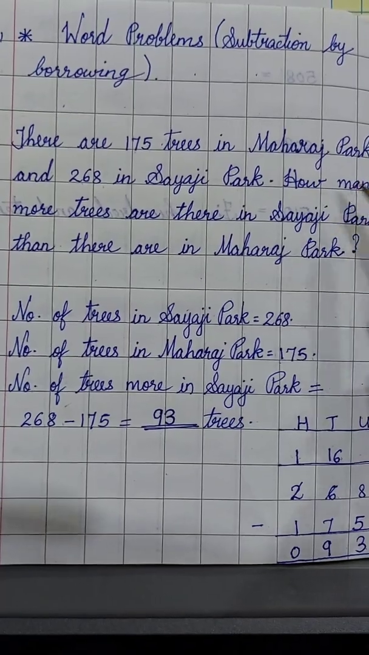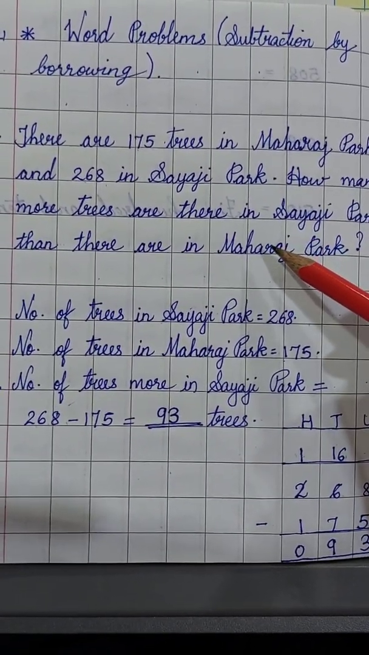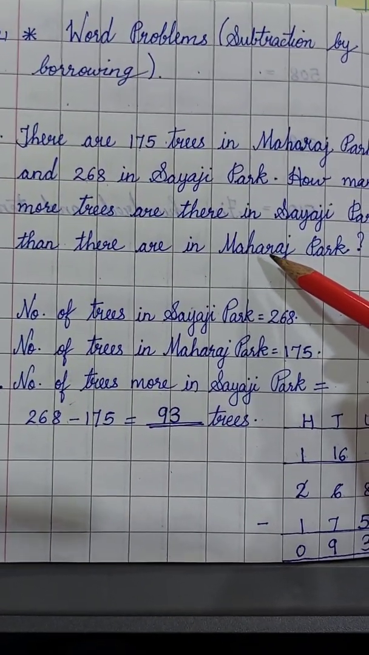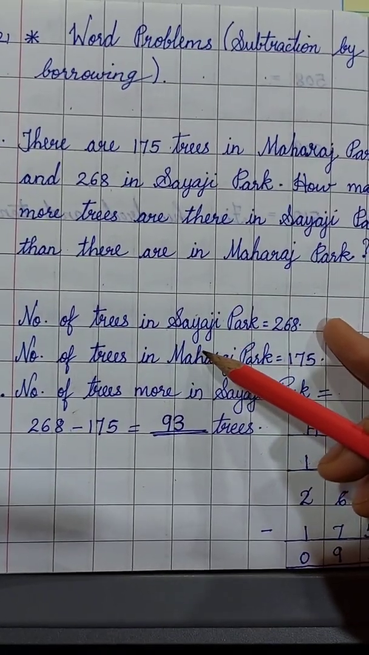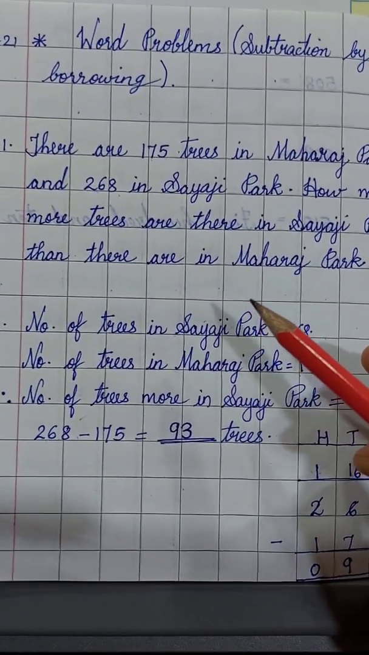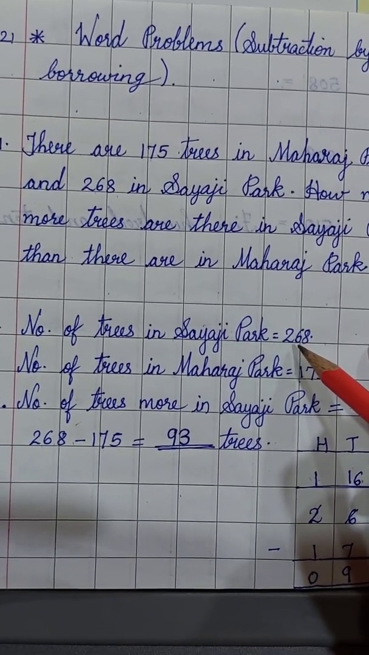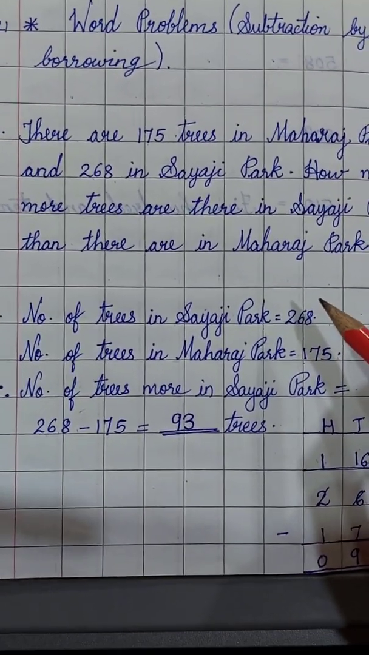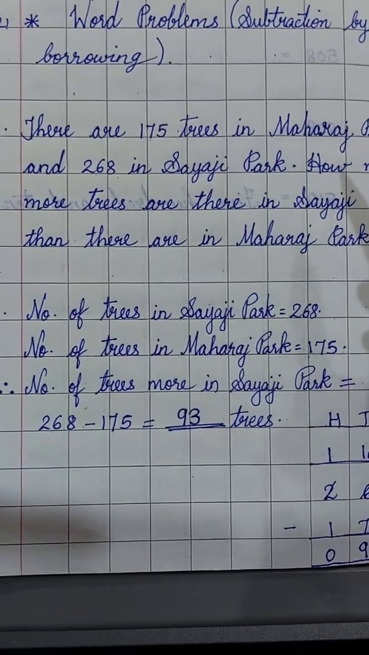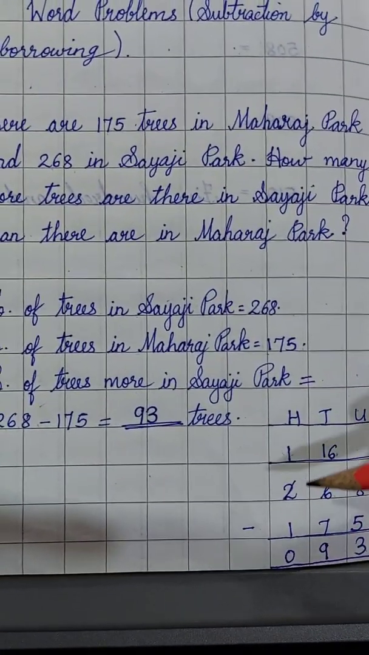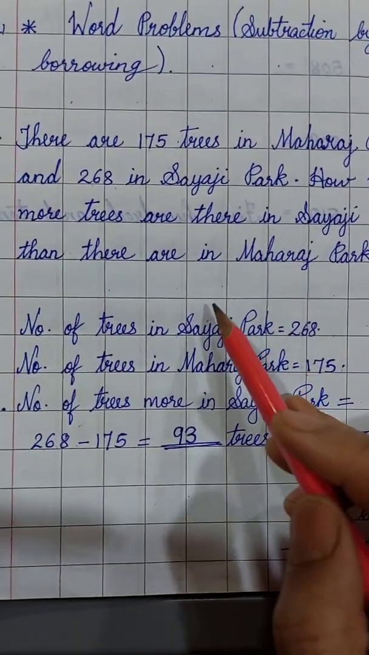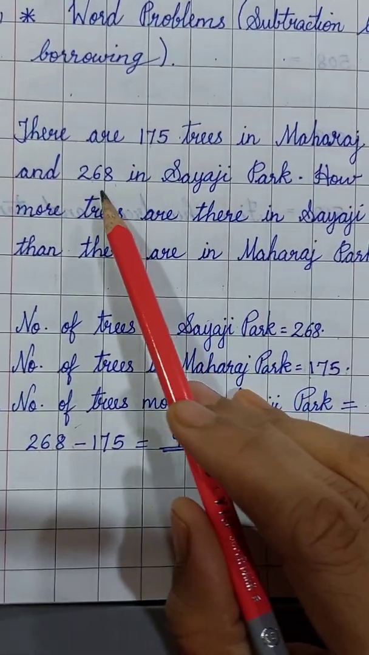Children, from the keyword we know that this is a subtraction sum. Am I right? Now remember, when you write the statements, in subtraction we always write the statement with the bigger number first. Why? Because in subtraction we subtract the smaller number from the bigger number. So to avoid confusion when solving the sum, you will write the first statement with the bigger number.